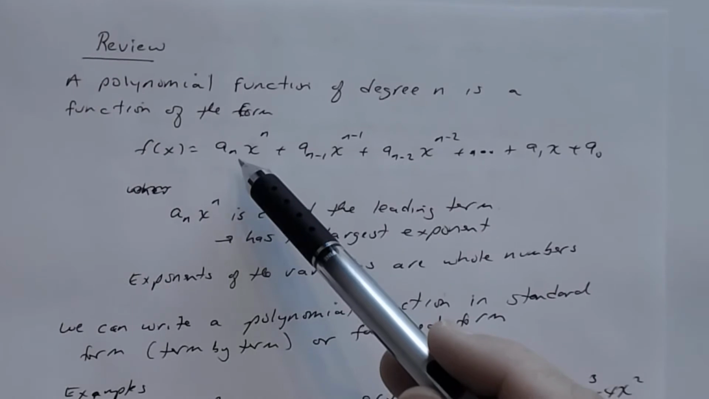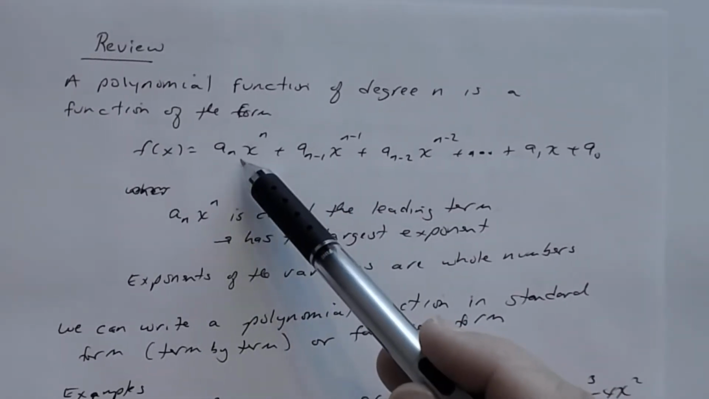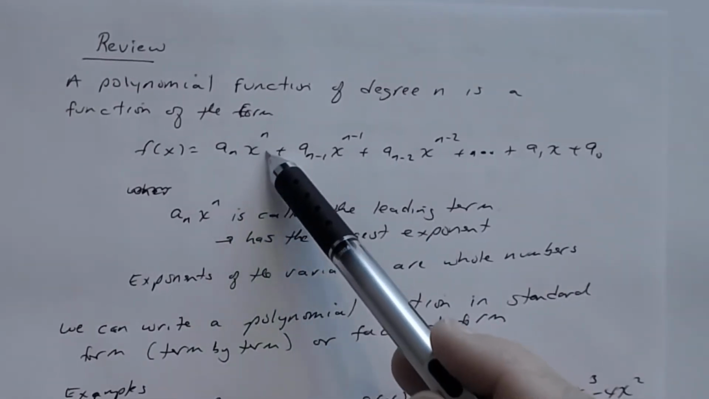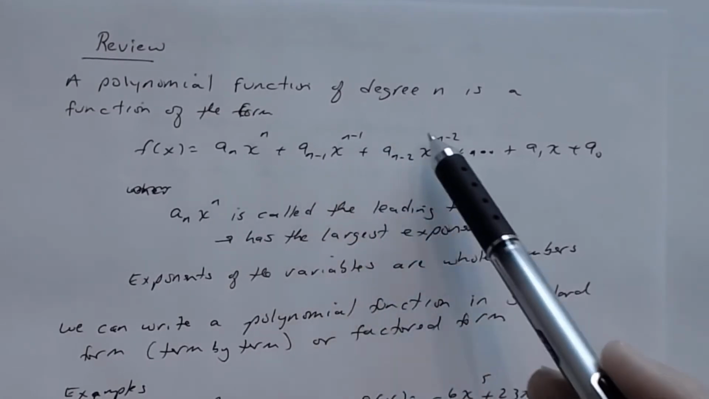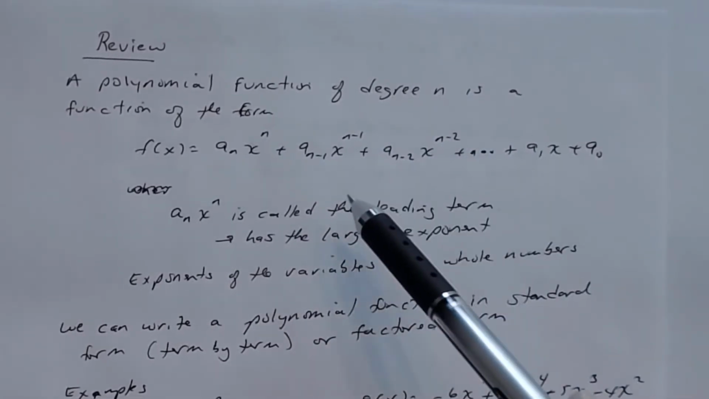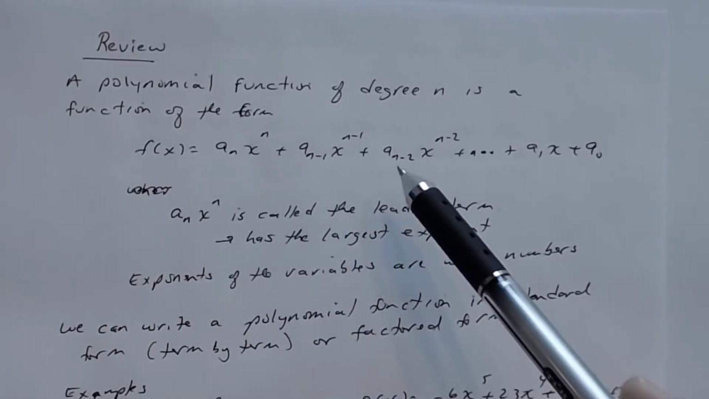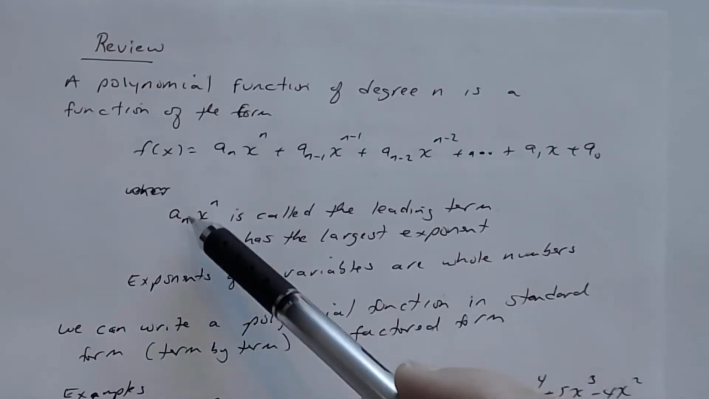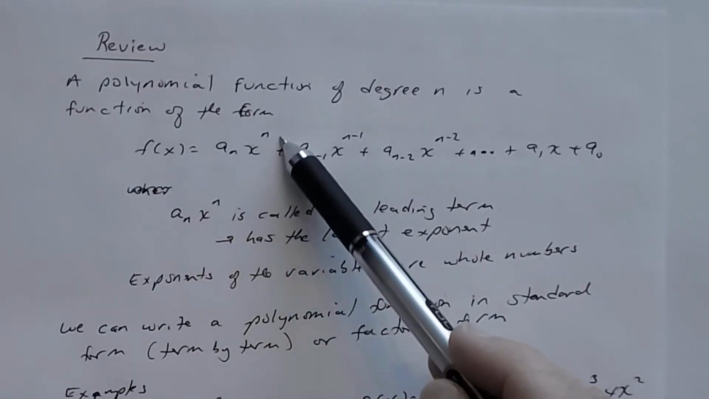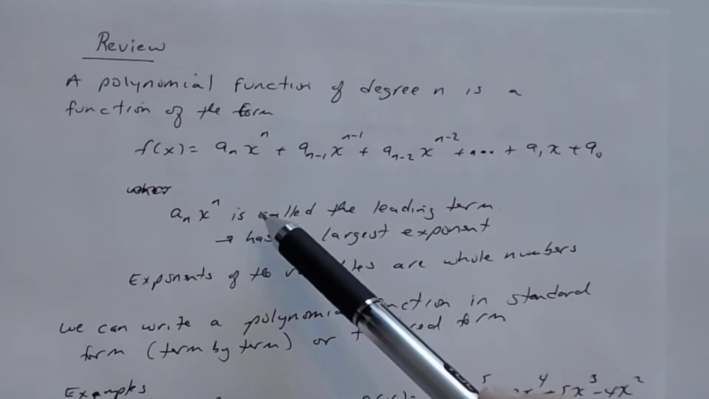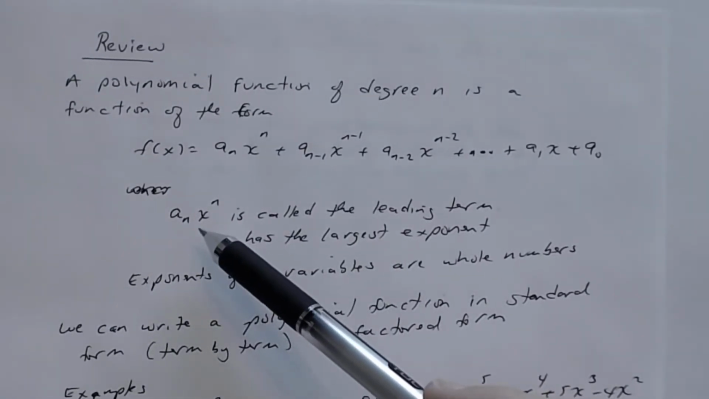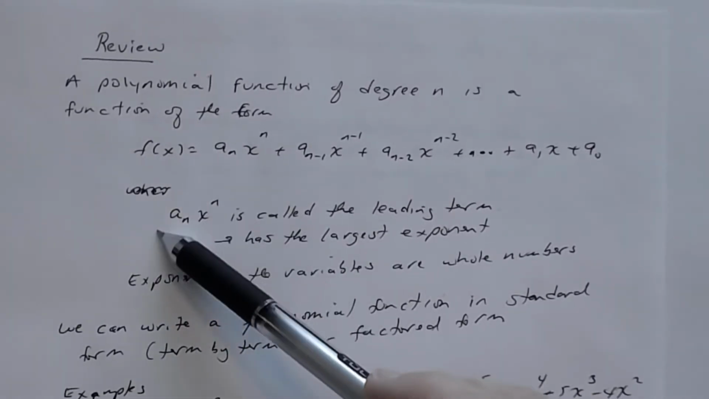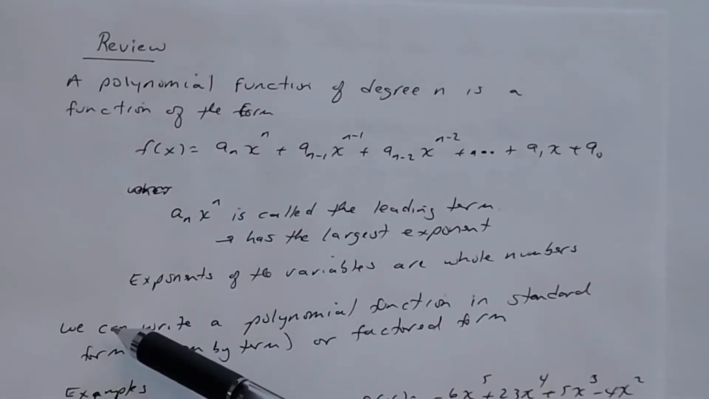So it looks like gibberish, but basically it has all these terms. And one of the things we saw is that the exponents of these variables must be whole numbers. So they cannot be negative, they can't be fractions or anything like that. They must be strictly whole numbers. And this term here, the term that has the largest exponent, that's called the leading term. All right, so that's going to be important in our discussion as we go through this. And recall a sub n is called the leading coefficient.